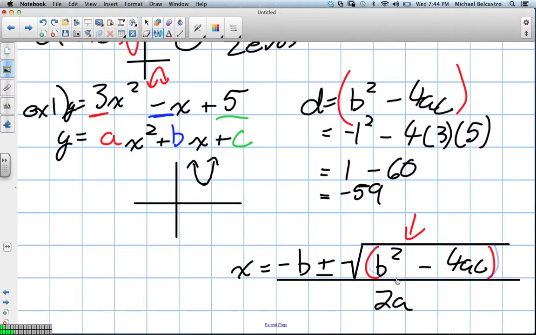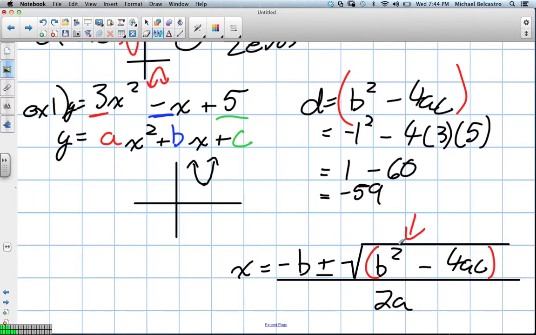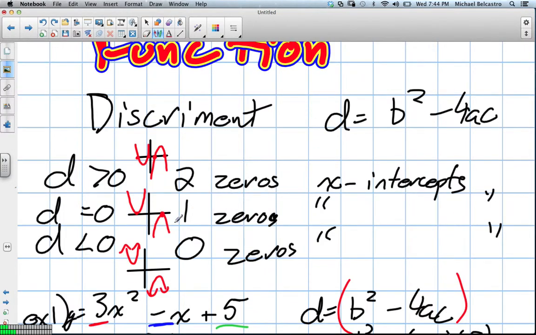If the number underneath this happens to be a 0, what's the square root of 0? 0. So this part cancels out, and we're just left with whatever term b is divided by 2a. So we're only going to get one x-intercept because this canceled out. In other words, the vertex is directly on the x-axis.